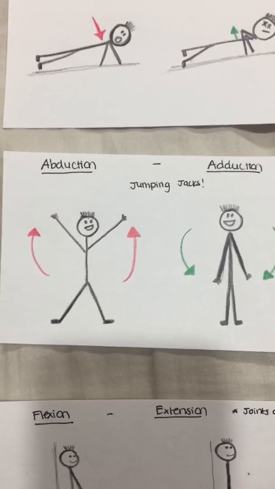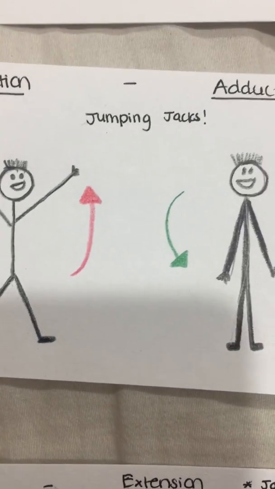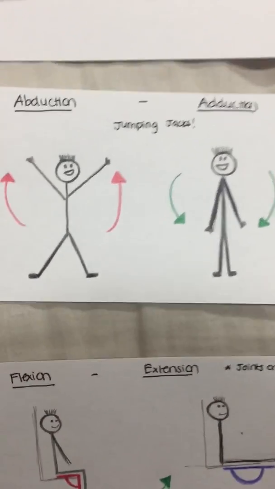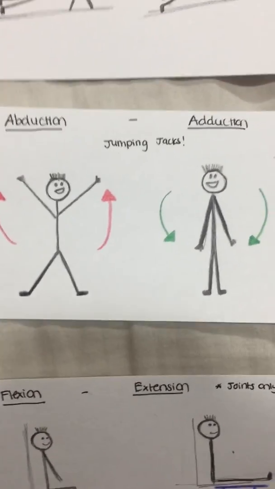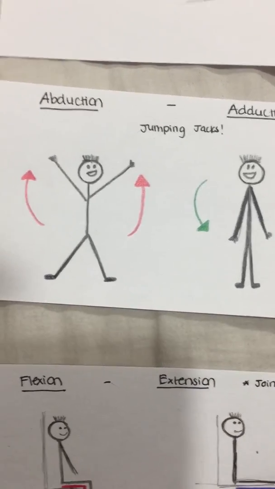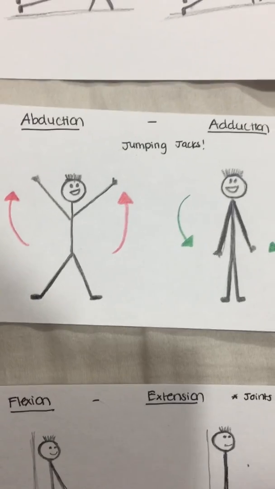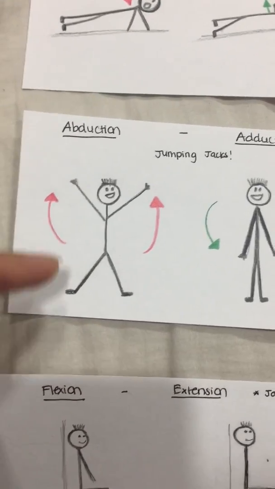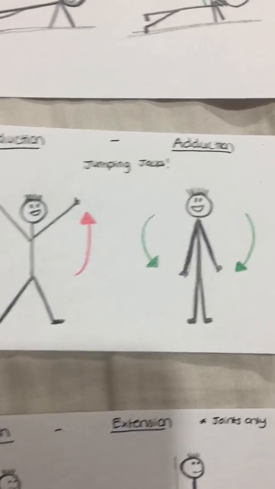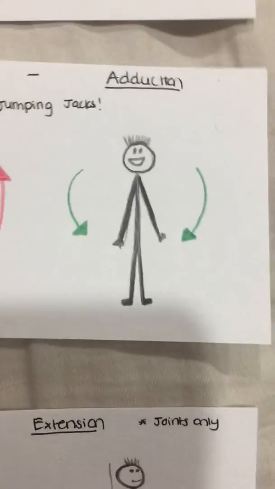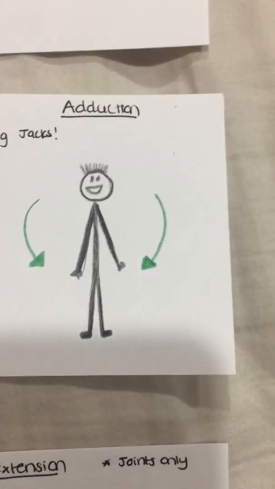Next, we have abduction and adduction. To show us abduction and adduction, Bob is doing jumping jacks. So you can think of abduction in terms of subtracting. He is taking his arms away from his body right here. And adduction is when Bob swings his arms down towards his body, so adding his arms back to his body.